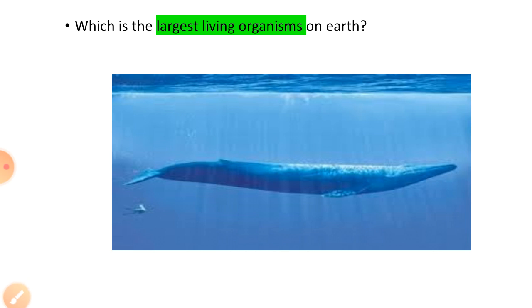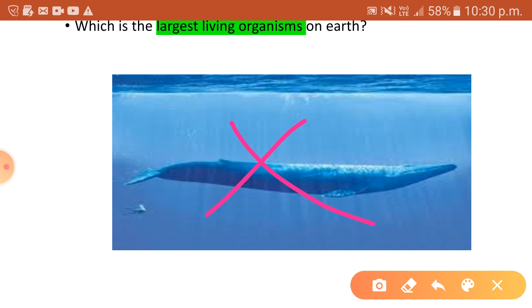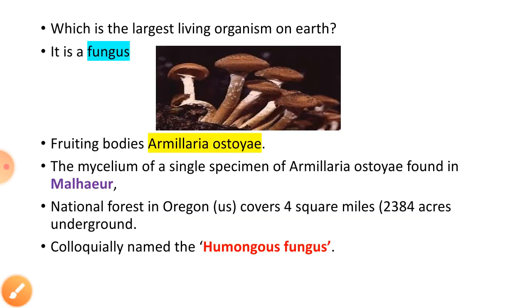Now it's time for a surprising fact. Do you know which is the largest living organism on earth? If your answer is blue whale, then your answer is wrong. It's a fungus belonging to the genus Armillaria ostoyae. The mycelium of a single specimen of Armillaria ostoyae found in Malheur National Forest in Oregon covers 4 square miles underground. Colloquially, it is named the humongous fungus, which means enormous fungus.